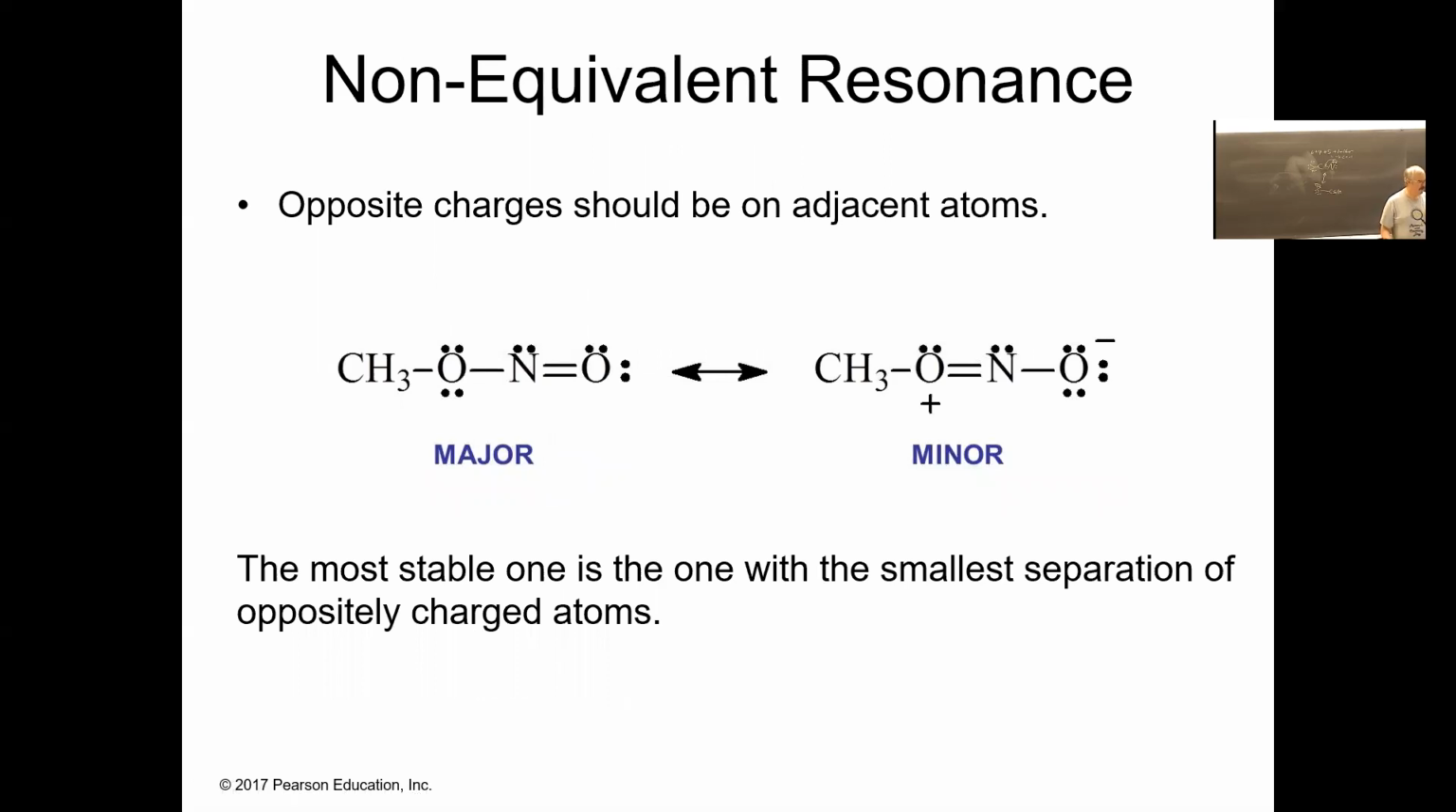Okay, here are some other non-equivalent resonance structures. This would be methyl nitrite. And if we move a pair of electrons from the oxygen toward the nitrogen, and then move another pair onto the oxygen, here we have charge separation. So this would be a minor contributor, and this is a major contributor without the charge separation.